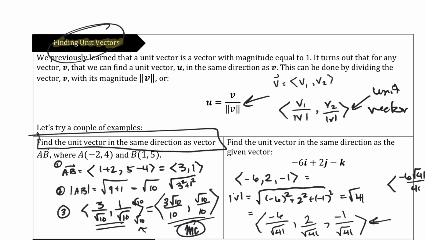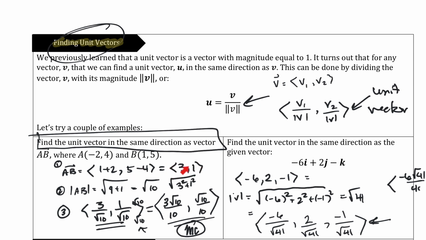Finding unit vectors. This is actually really, really easy. What you're looking for, we're going to come down here first. Find a unit vector in the same direction as a given vector, right? They're going to give you a way to get a vector. Here you have 2 points. I want a vector AB, so we have to first find the vector, right? So number 1, let's find vector AB. I'm going to subtract 1 minus -2, that's 1 plus 2, and then 5 minus 4 to give me 1. So we have the vector <3, 1>.